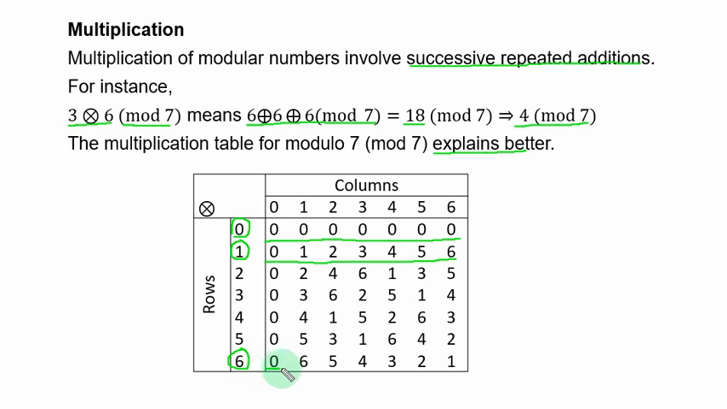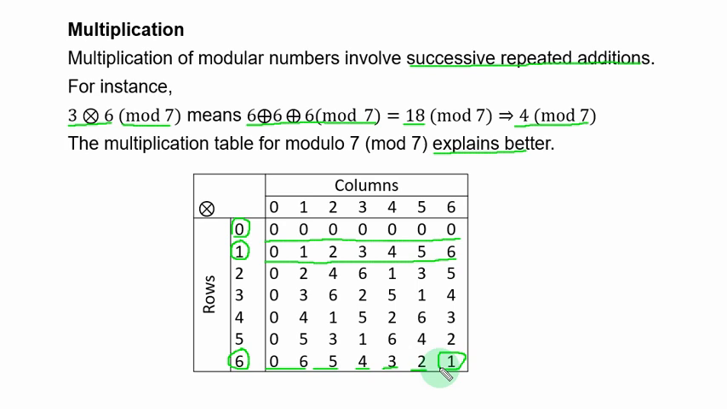Let's take the last element, 6, in the row times each element in the column. 6 times 0 is 0. 6 times 1 is 6. 6 times 2 is 5. This is what happened: 6 times 2 is 12. In modulo 7, if you divide 12 by 7, you have 1 remainder 5. So you keep the remainder 5. 6 times 3, you have 4. 4 is the remainder. 6 times 4, you have 3. 3 is the remainder. 6 times 5, you have 2. 2 is the remainder. And 6 times 6 is 1. This is what happened: 6 times 6 is 36. Divide by 7, you have 5 remainder 1.